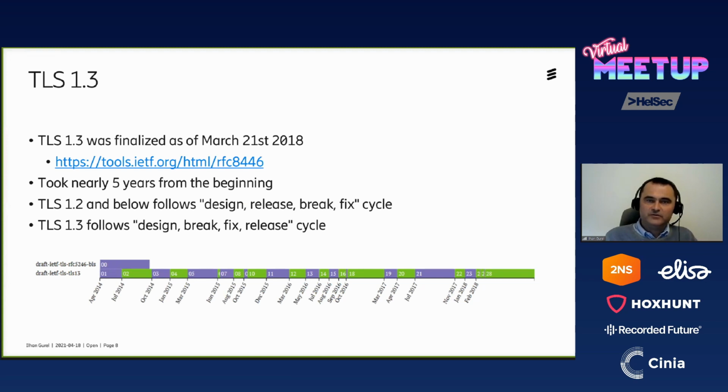Let me also tell you a little bit more about TLS 1.3. As I mentioned earlier, it became final in March 2018, and it started in 2013, so it took about 5 years. The reason why it took a long time, as far as I can see and as also stated by others, is that TLS 1.2 and below followed a design, release, break, and fix cycle, whereas TLS 1.3 followed a design, break, fix, and release cycle. I think it's holding up well, as far as I can see.